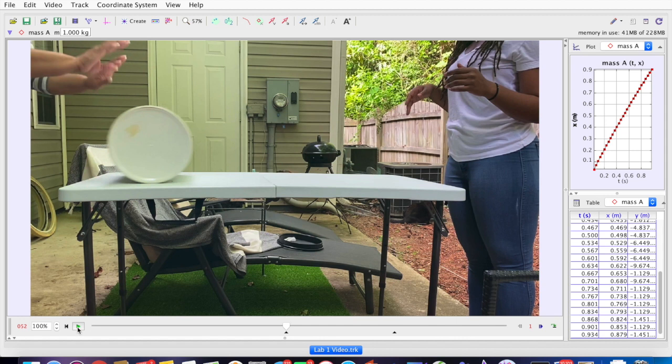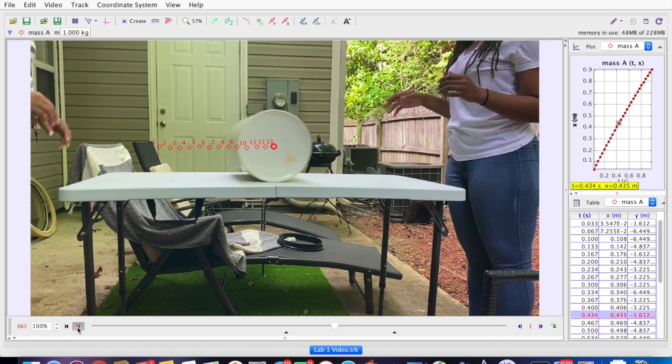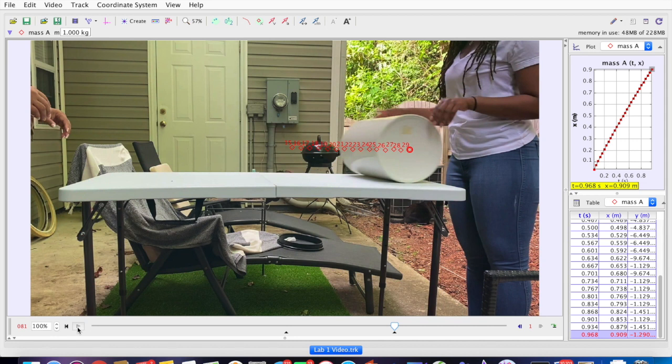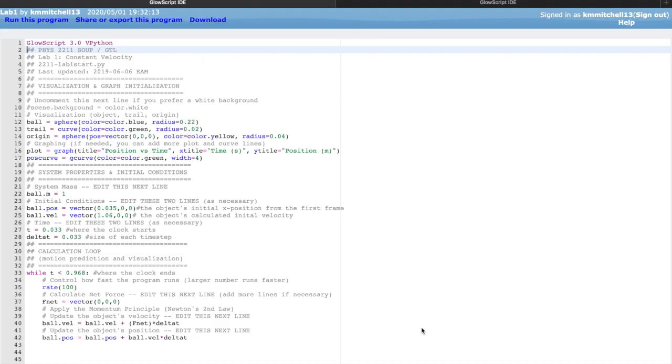So I recorded an object moving in uniform motion and collected the necessary initial conditions that would be needed to predict the object's new position and velocity, according to the momentum principle. When collecting this data, the origin was placed at the center of mass of the object so that the x-axis was pointing in the positive x direction. Observations of the container in constant motion were translated into Glowscript by first editing the code to include the necessary initial conditions to predict the object's new position and velocity according to the momentum principle.